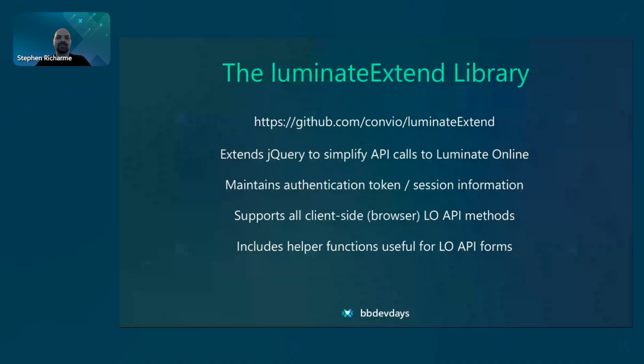Currently, the examples that are available on the Luminate Extend library are just for the old donate API method. I've been working on updating them to show examples of donate checkout instead. I highly recommend the Luminate Extend library. It makes making API calls to Luminate Online much easier. And I'll show you some of that here as we go through my examples of the donation form.